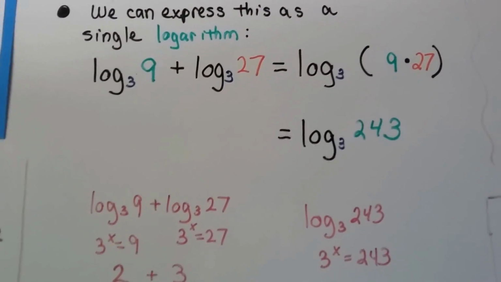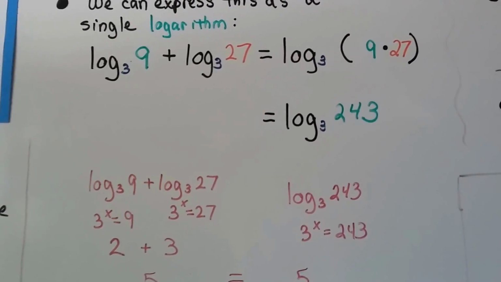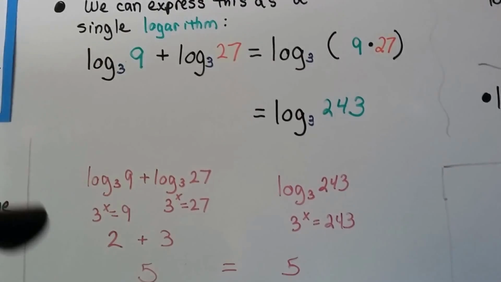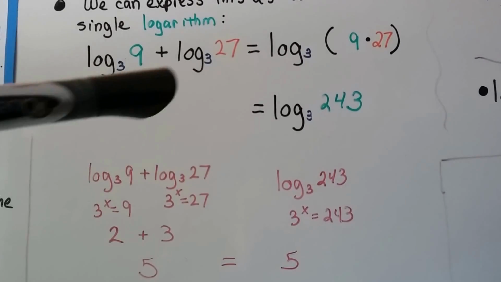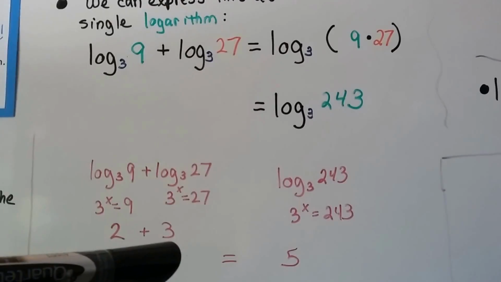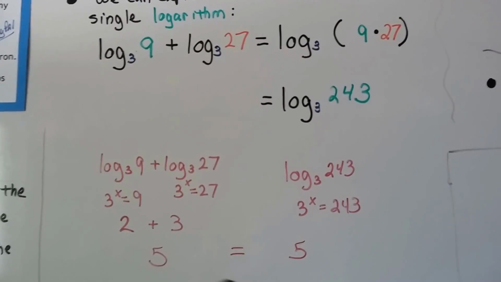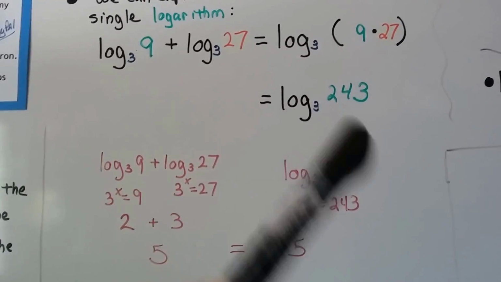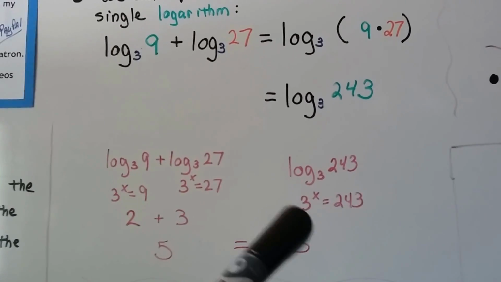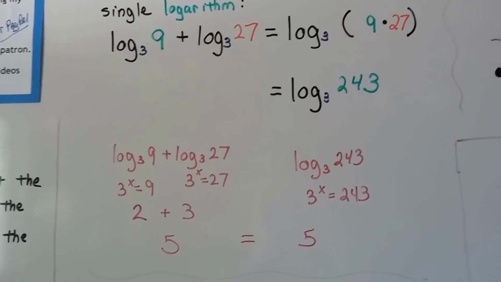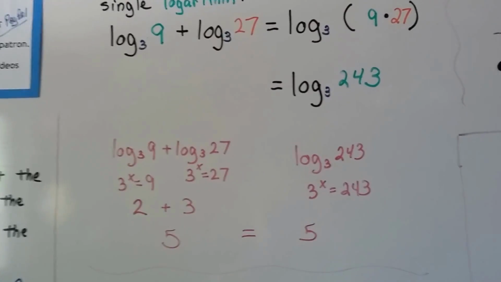We can even work this out to see if it's true. 3 to the what power is 9? 2. 3 to the what power is 27? 3. So that's a 5 when we add them together, okay? 9 times 27 is 243. 3 to the what power is 243? 3 to the 5th power. So it worked, see?